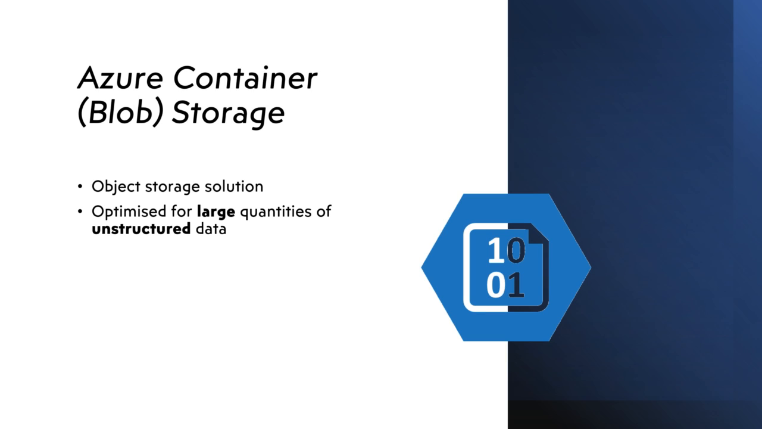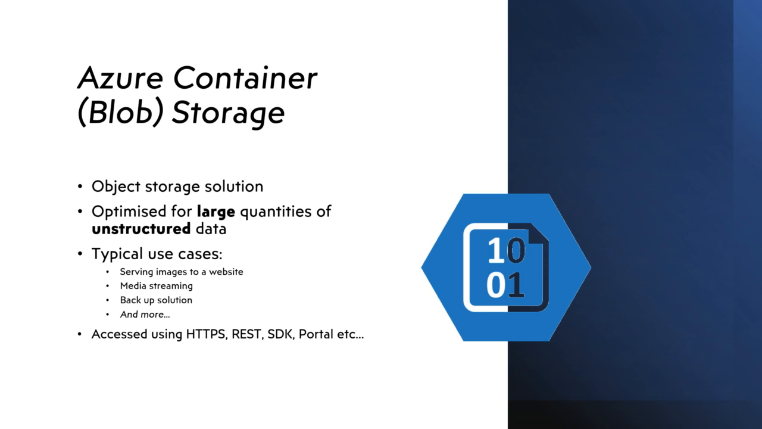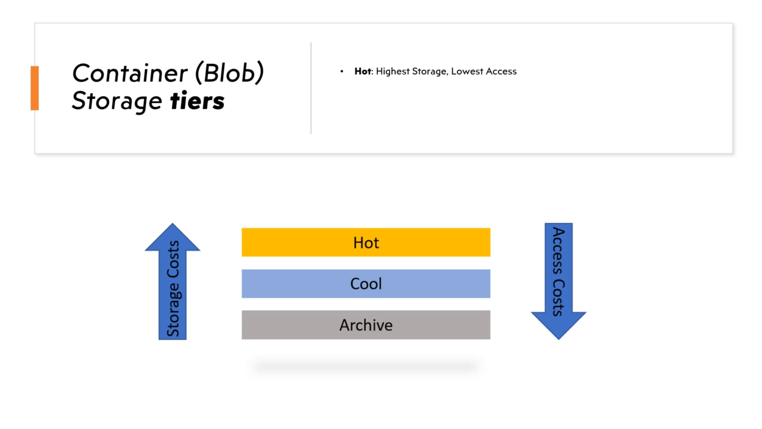Azure Blob Storage is Microsoft's object storage solution for cloud, and is designed and optimized for storing large quantities of unstructured data. It can be used for storing and serving images to a browser, media streaming, and data storage for backups and DR purposes. Blob storage objects can be accessed in many ways, such as through HTTPS, the SDK, REST API, PowerShell, and CLI. You should also know about Azure Storage Blob tiers.